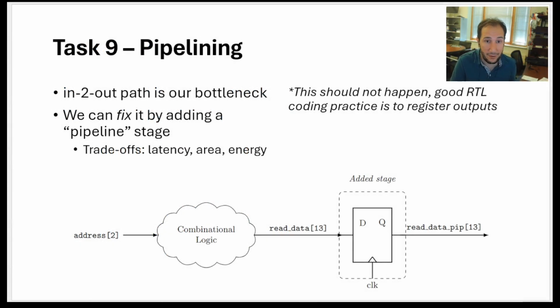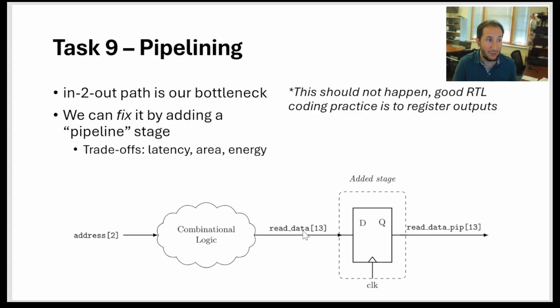Here we are, task 9, pipelining. Okay, what we have identified, our design has a bottleneck. It is an in to out path. It starts at address 2 and ends at read data 13. And it's a fully combinational path in to out.